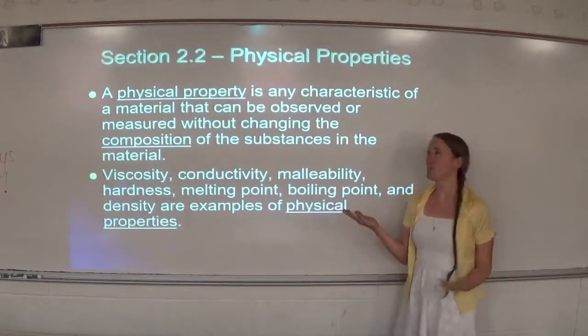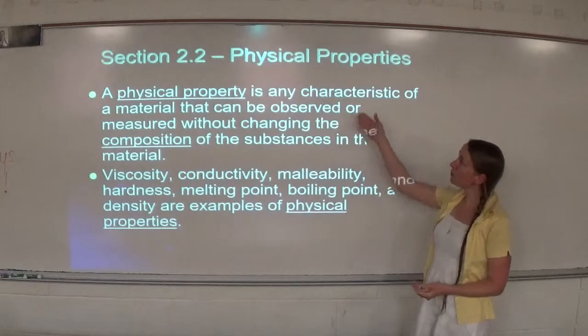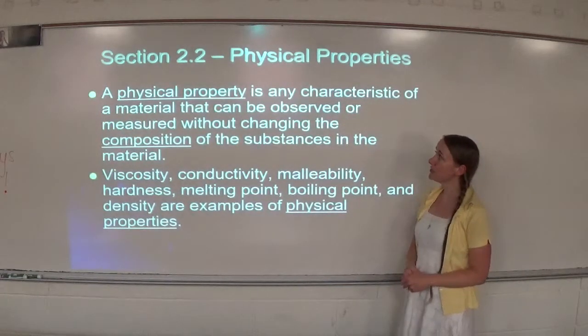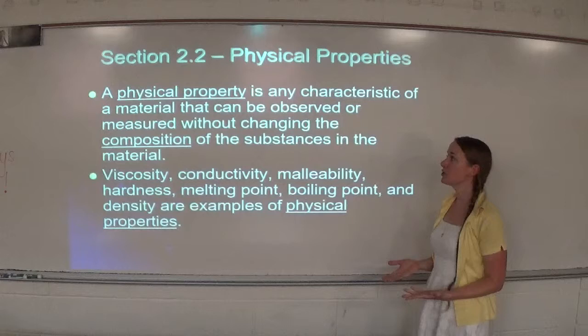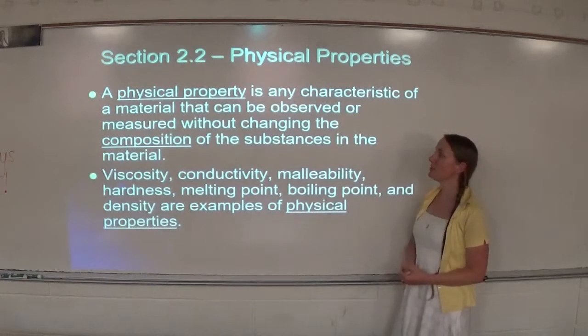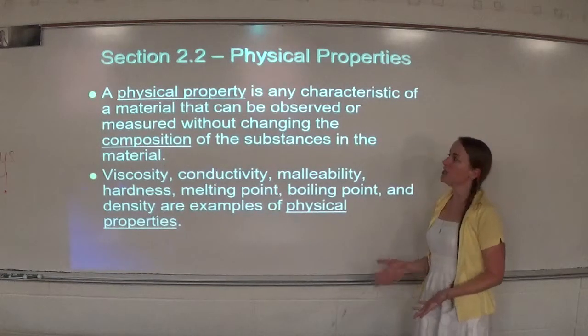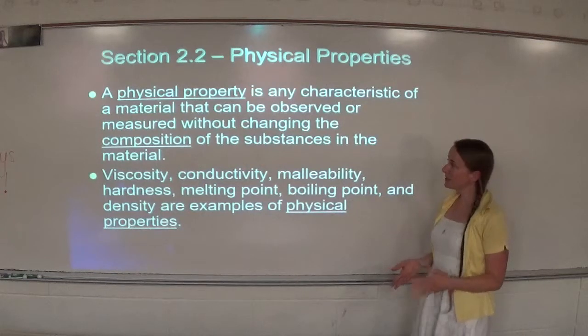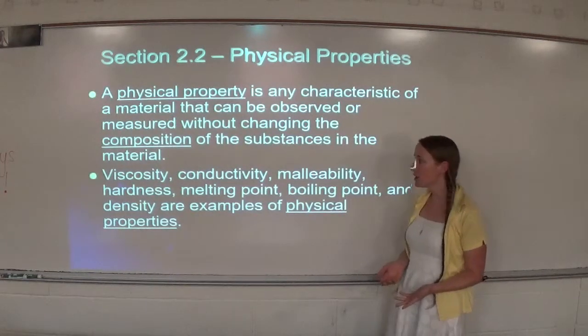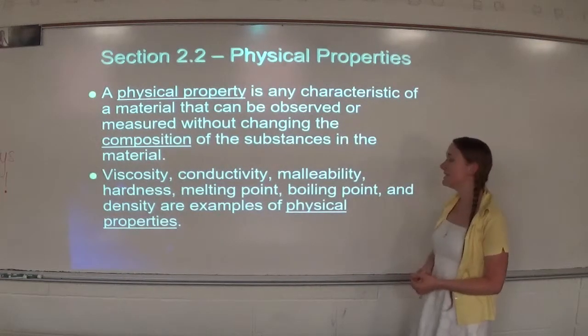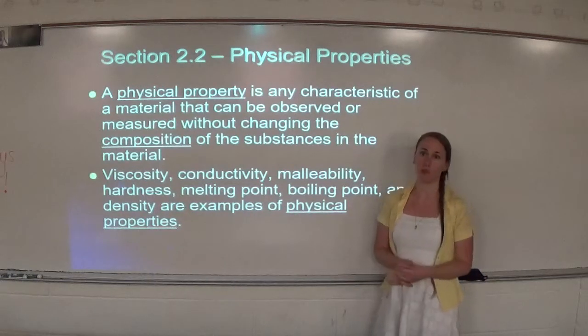So today we're going to talk about physical properties. A physical property is any characteristic of a material that can be observed or measured without changing the composition of the substances in the material. Some examples are viscosity, conductivity, malleability, hardness, melting point, boiling point, and density. Those are some examples of physical properties.